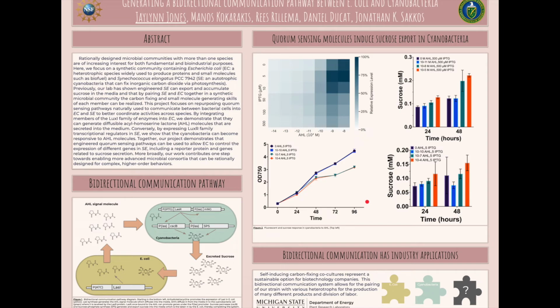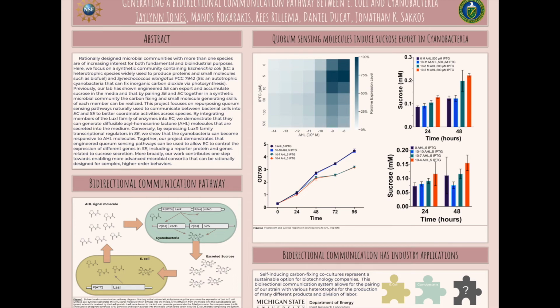A take-home from this project is that we were able to successfully create a bidirectional communication pathway between E. coli and cyanobacteria using AHLs. This allowed the pairing of light harvesting and carbon fixing abilities of cyanobacteria with the biological production capacity of E. coli. Unfortunately, a limitation of this project is that these cultures are prone to contamination.